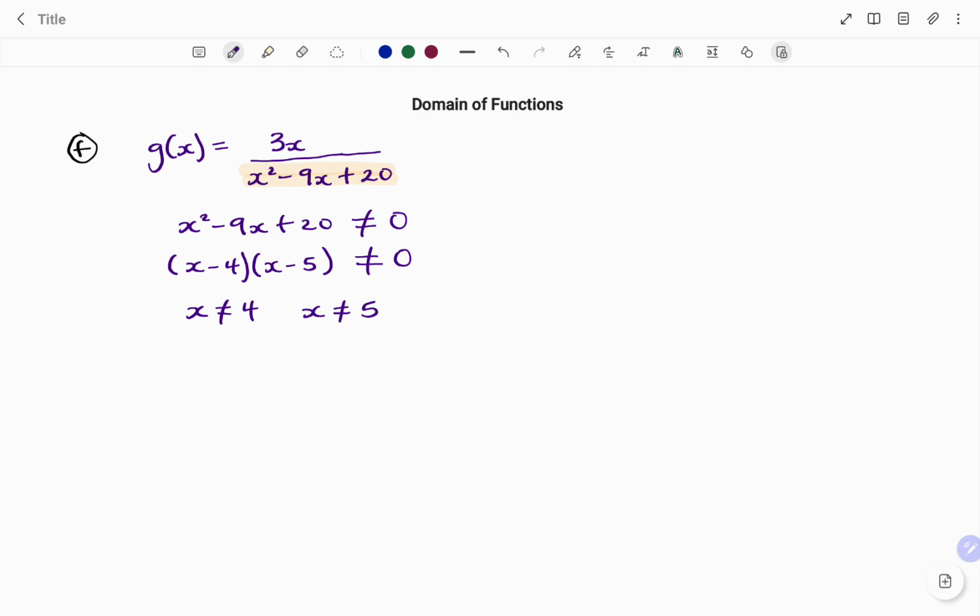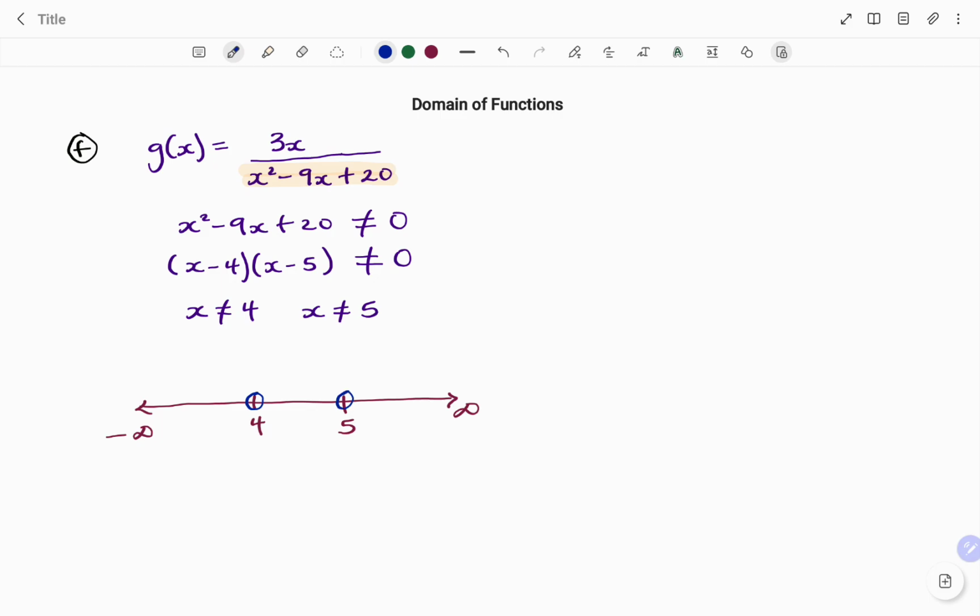If I put that on my number line, as shown, I have positive infinity and negative infinity. I have my 4 and I have my 5. So already I know that x must not be equal to 4 and x must not be equal to 5. So I have an open circle.